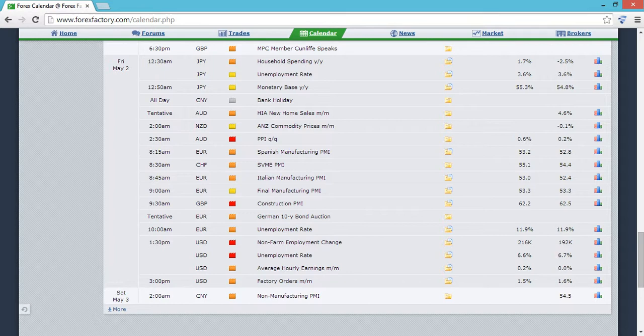So, first of all, we have the Aussie PPI quarter on quarter as well. Keep an eye on that. That's at 2:30 AM for any of you that trade overnight. We also have UK construction PMI, expecting a big number there, 62.2.